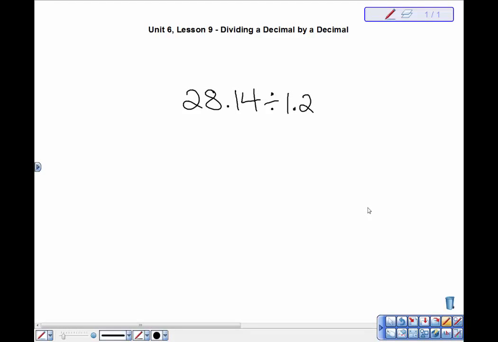Today we're going to focus on Unit 6, Lesson 9, which shows us how to divide a decimal by another decimal. So here on the screen I have the problem 28 and 14/100ths divided by 1 and 2/10ths. This is actually a really easy problem to do, and let me show you exactly how we set it up. So first things first, I want to take this problem and write it in my little division house, my little dog house.